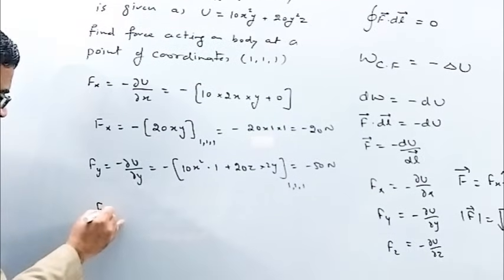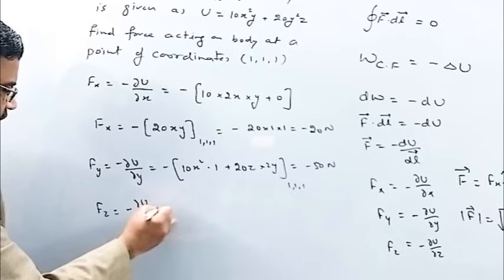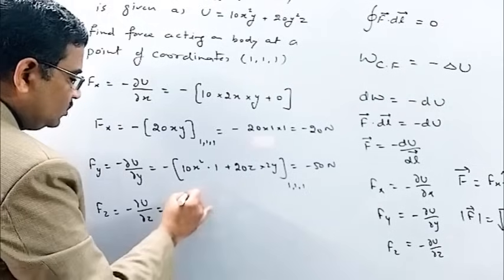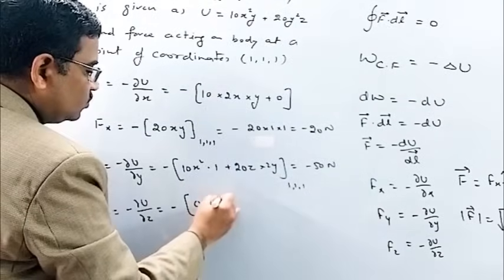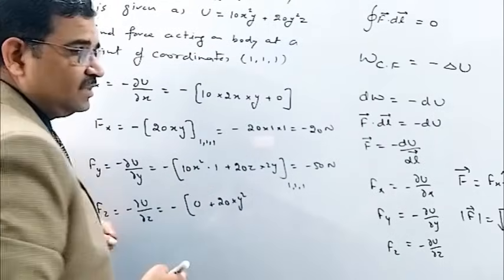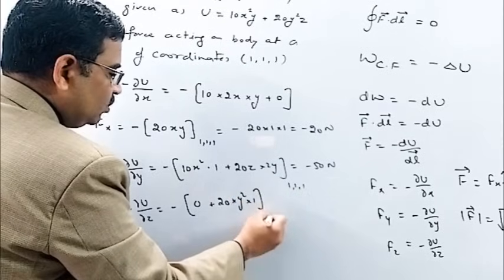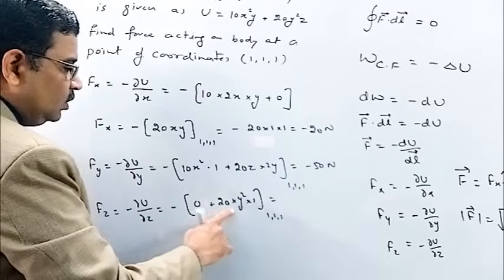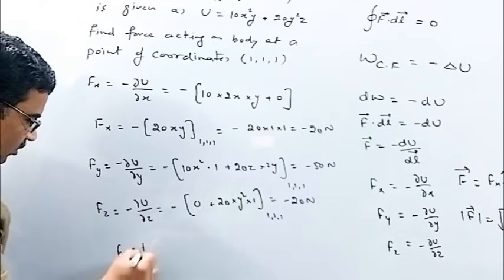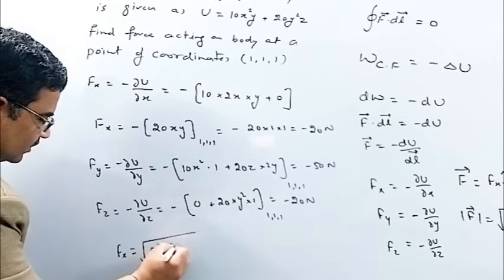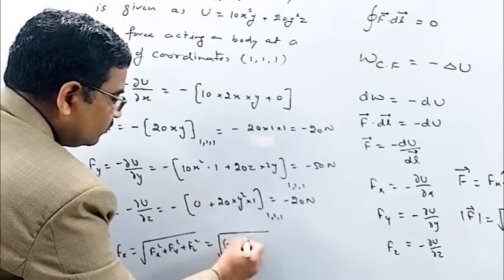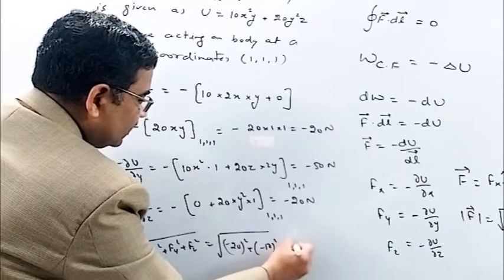And similarly when I get Fz, it is minus del u by del z. Now I will take x and y as constant, so this whole first term will become constant, so its differentiation is 0, and this becomes plus 20, because y square is a constant term, so it should be written as it is, and the differentiation of z with respect to z will be 1, so now I will put 1 comma 1 comma 1, and this will become 20, so it is minus 20 Newton. And so the total force acting on the body is under root of fx square plus fy square plus fz square, and that becomes under root of minus 20 square plus minus 50 square plus minus 20 square.